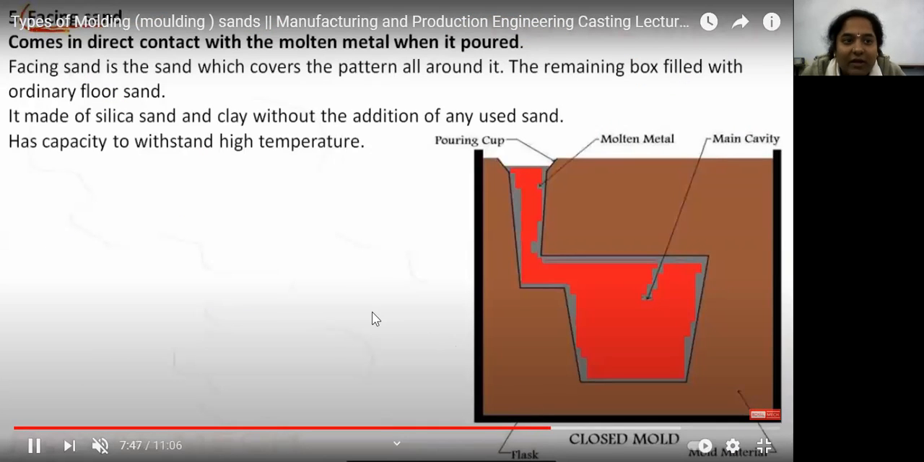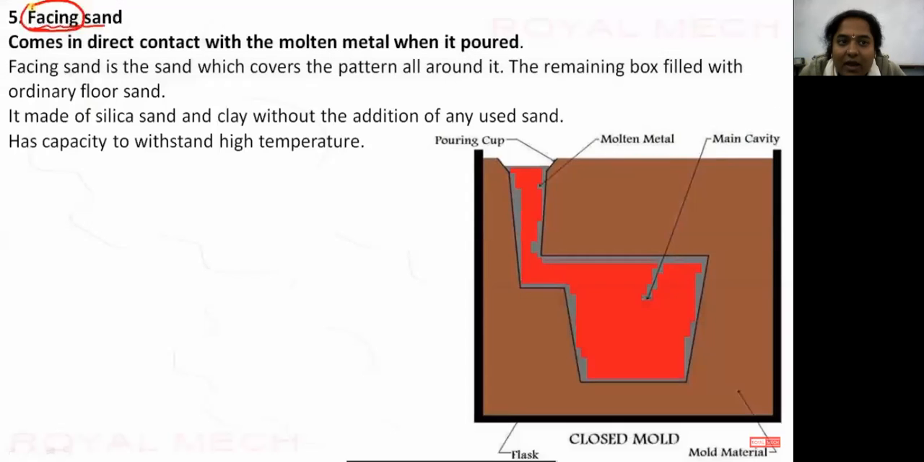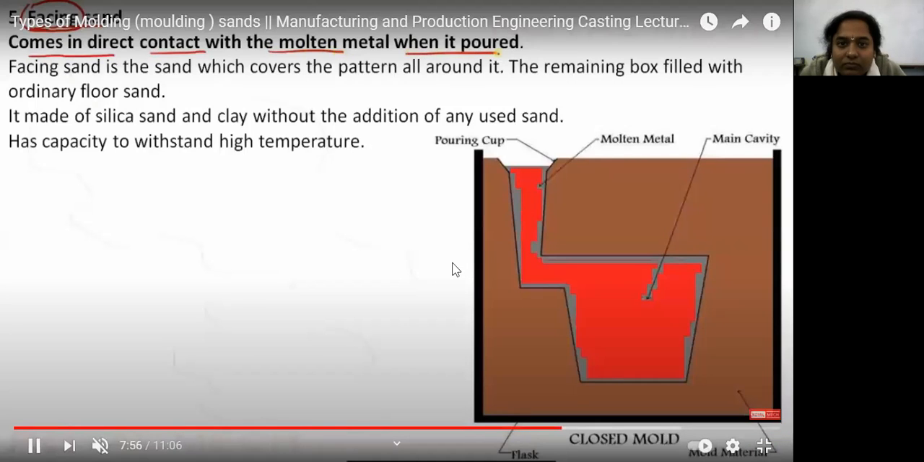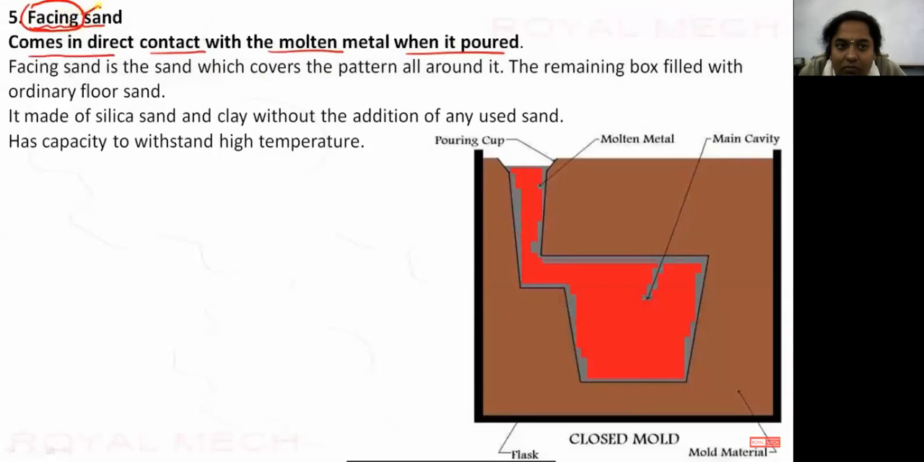This is facing sand. Facing sand comes in direct contact with the molten metal. It is the sand which covers the pattern all around it, and the remaining box is filled with ordinary floor sand. It is made of silica sand and clay without the addition of any used sand, and has the capacity to withstand high temperatures.